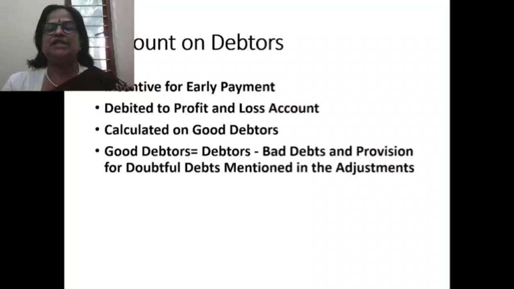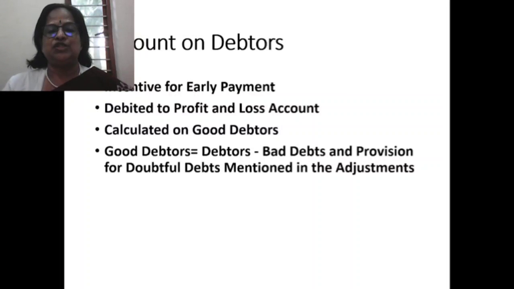So what do you mean by discount on debtors? You know that we have to do credit sales to promote our business or to withstand the competition. So what we will do, we will have debtors. As an incentive, debtors will always be given some days for payment, say for example 15 days, 30 days. But they get an incentive if they make an early payment. So discount on debtors is an incentive given to debtors for early payment.